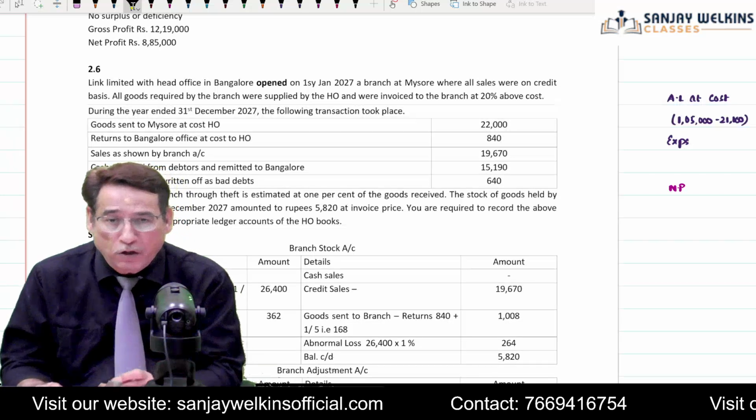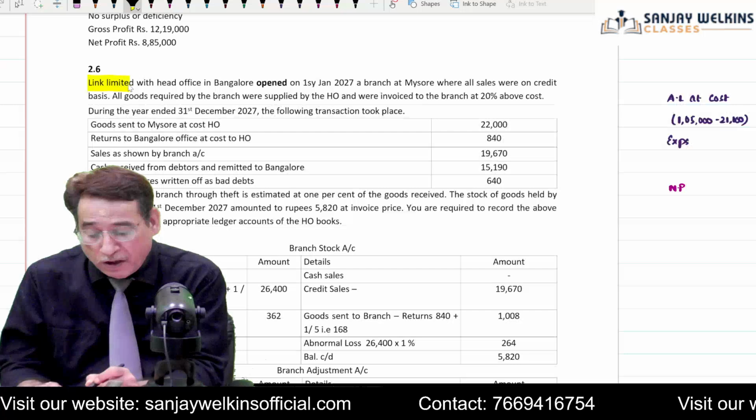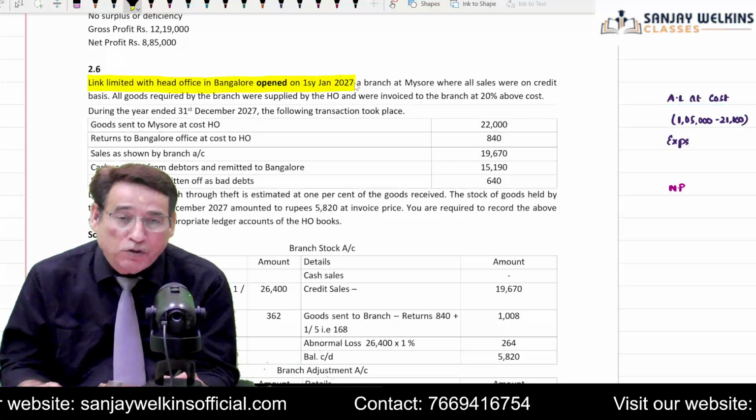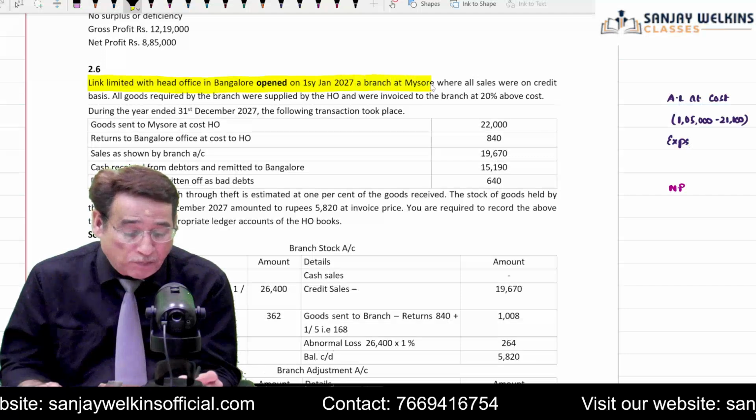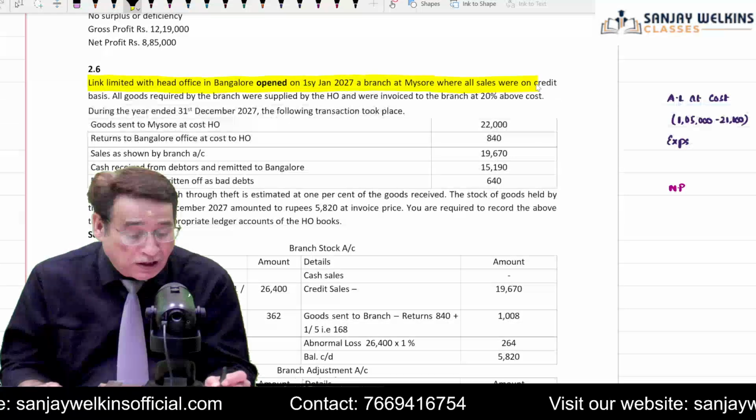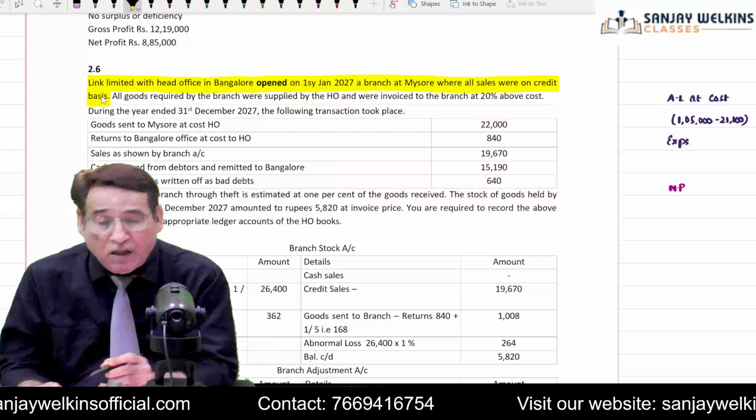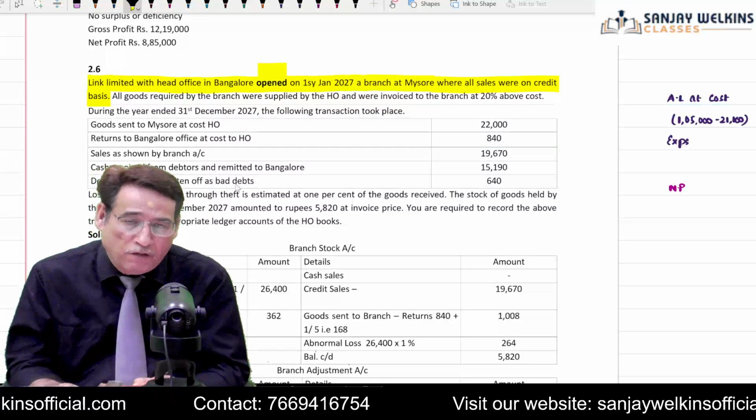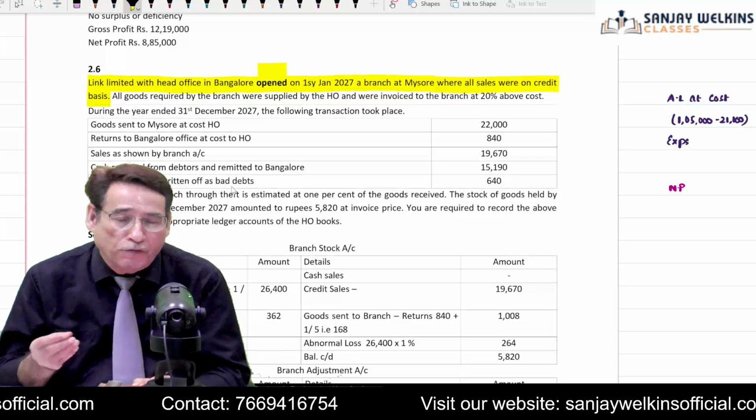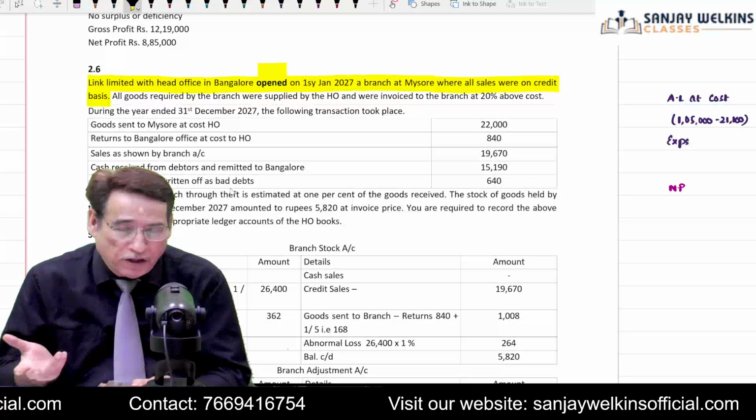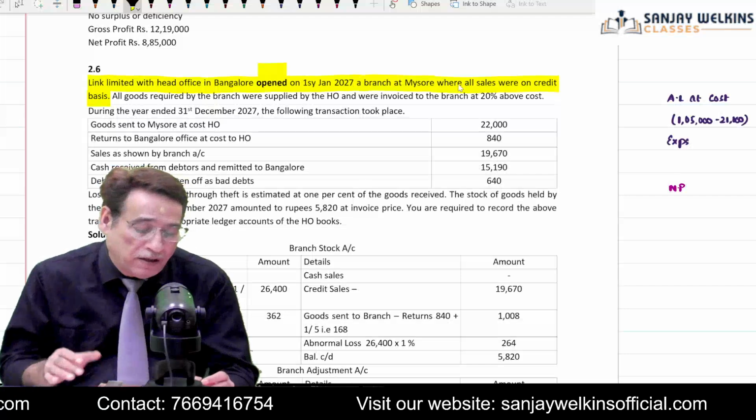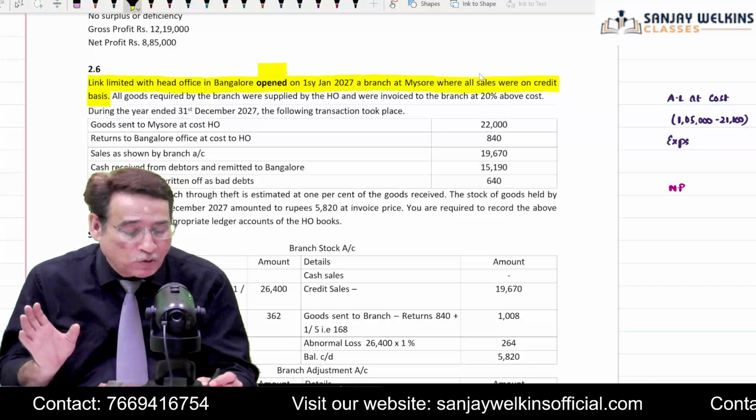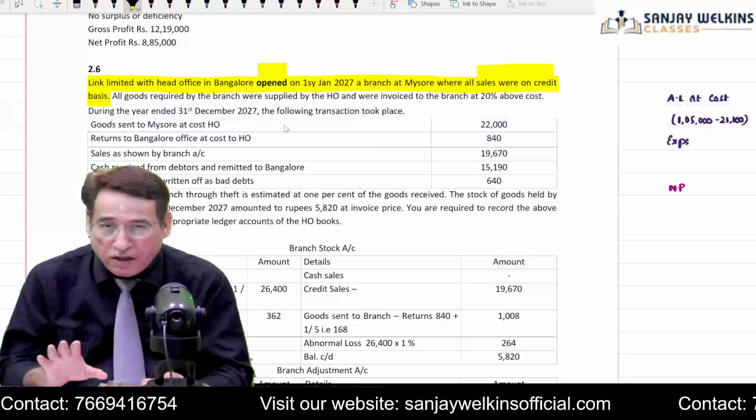As far as this particular question is concerned, here it is written Link Limited with head office in Bangalore opened on 1st of January 2027 a branch at Mysore where all sales were on credit basis. You need to pay attention to the fact that this is a newly opened branch. If it is a newly opened branch, no question of any opening stock or opening debtors. Is it clear to you? Further, here it is clearly mentioned that the branch does only credit sales. So in this question, all the sales are on credit.